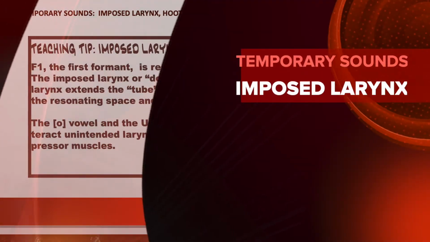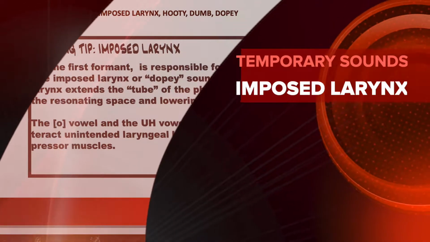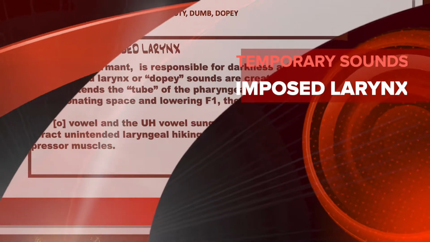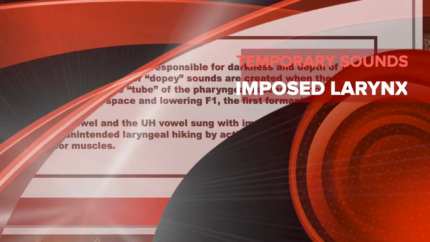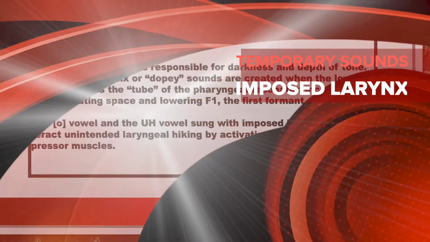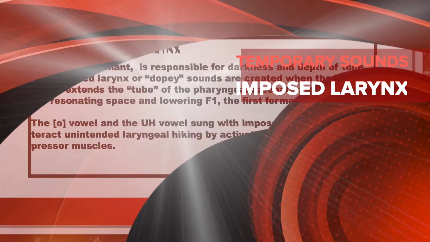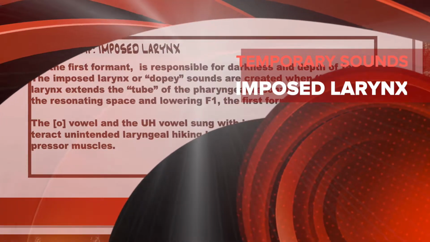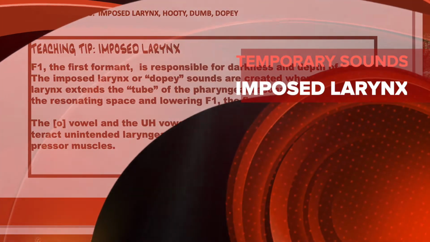The imposed larynx, hooty, dumb, dopey sounds. F1, the first formant, is responsible for darkness and depth of tone. The imposed larynx or dopey sounds are created when the lowered larynx extends the tube of the pharyngeal resonator, increasing the resonating space and lowering F1, the first formant.